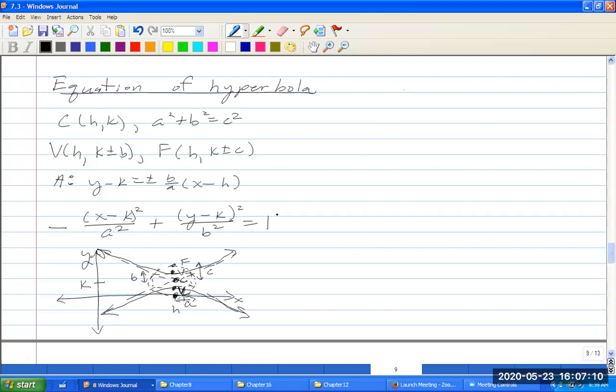You have the center at (h, k). You have a bounding rectangle where the distance from the center to one of the sides of the bounding rectangle in the x direction is a, in the y direction will be b. The diagonals of the bounding rectangle are the asymptotes. My circle going through the four corners of the bounding rectangle will intersect the real axis at the foci, and it will intersect the bounding rectangle at the vertices, and of course at the center.